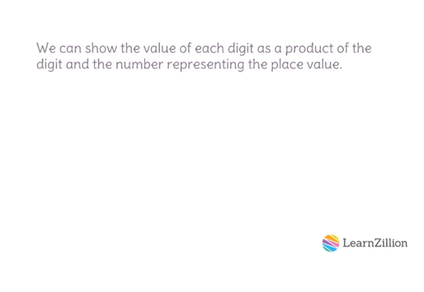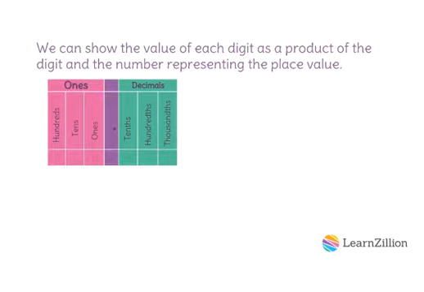We can show the value of each digit as a product of the digit and the number representing the place value. The place value chart will help us again. The value of the digit 5 is 5/10. We can write it as the product of 5 and 1/10 to show there are 5 of the 1/10. We can also write it as a decimal. The value of the digit 2 is 2/100. We can write it as a product of 2 times 1/100 to show there are 2 of 1/100. We can also show it as a decimal product. The value of the digit 8 is 8,000ths.